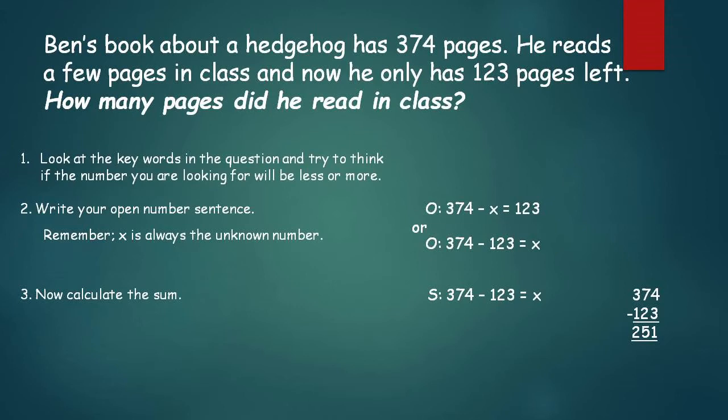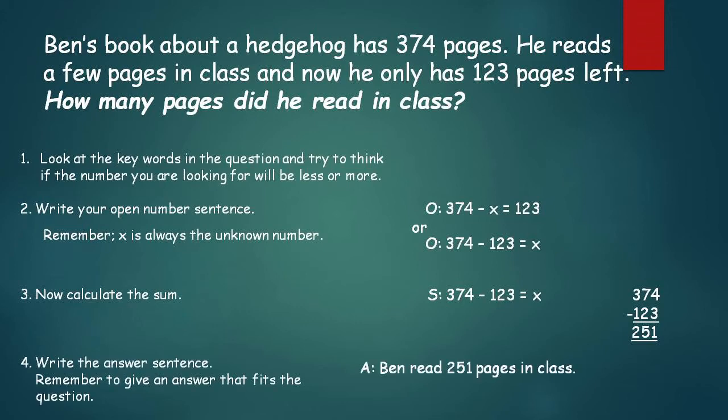It doesn't matter if you use the first open number sentence or the second one. Both of them will create a minus sum like this, because you can't minus an X when you don't know what it is. So you would have to minus that number to work out the number in between. So either way, it will still be a minus sum.